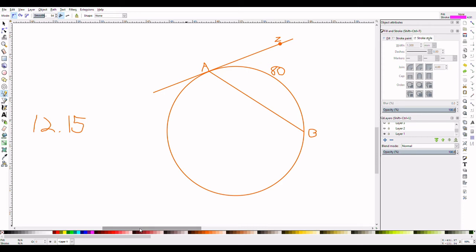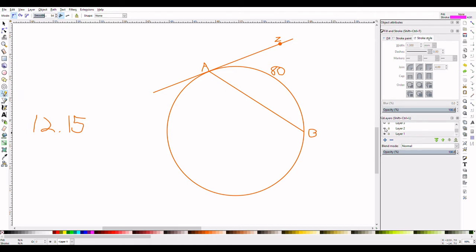On 12.15, we are given that arc AB is 80 degrees, and we need to find angle BAZ. What this problem will indicate for us, once we have solved it, is a general formula for finding angle BAZ whenever we have arc AB. So we're going to use this problem to demonstrate what the formula is. That line, labeled M in the book, that has A and Z on it, is a tangent line that meets the circle just at point A.